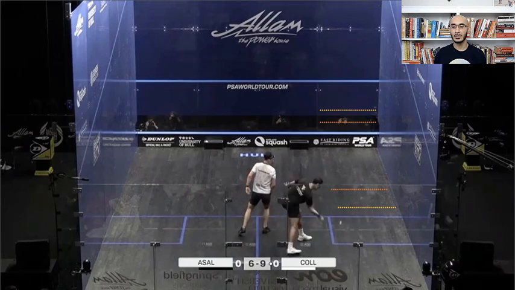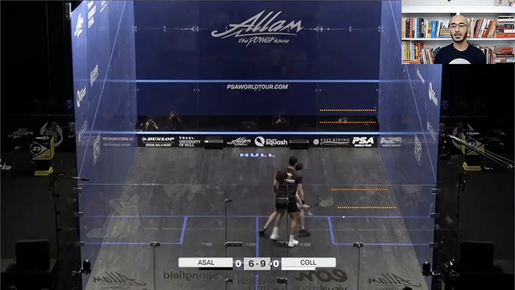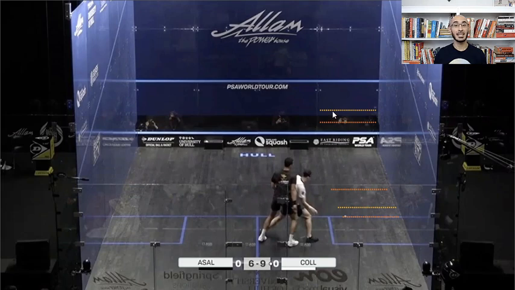Coll looks to lift a little bit again, hits the same spot on the front wall, and essentially the same second bounce as well, again in no man's land. What does Asal do? He tees up, hits the ball a little bit harder. So this is where the relationship gets interesting. It's the same height as where Coll hit the ball, but Asal's ball lands a little bit further back, but still in no man's land.